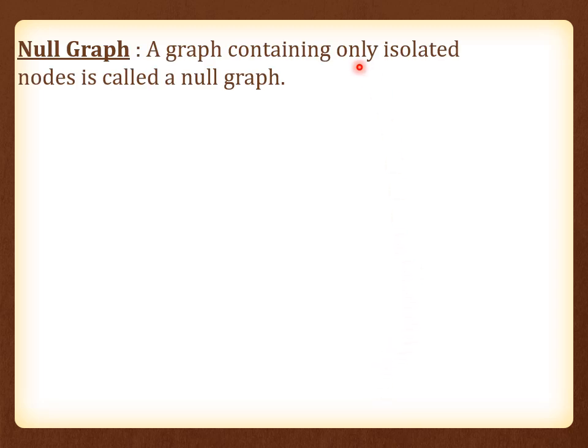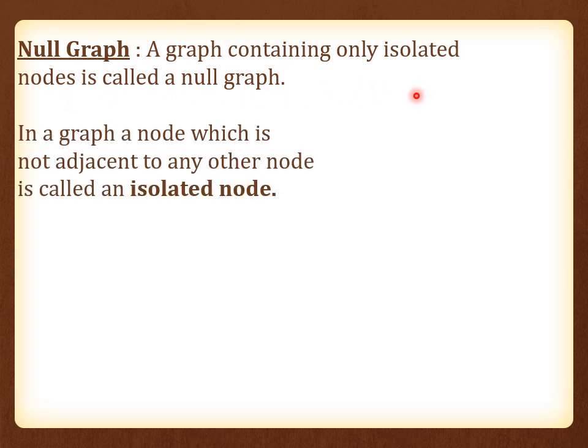Null graph. A graph containing only isolated nodes is called a null graph. But what is an isolated node? In a graph, a node which is not adjacent to any other node is called an isolated node. And the graph which contains only isolated nodes is called a null graph. So here we have a null graph containing 3 vertices or 3 nodes V1, V2 and V3, and these nodes are not adjacent to any other node.